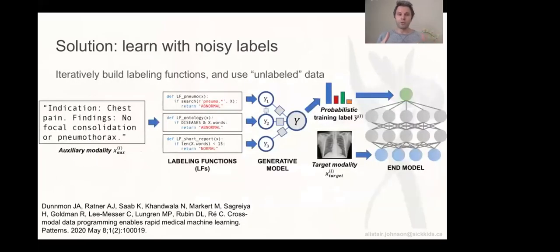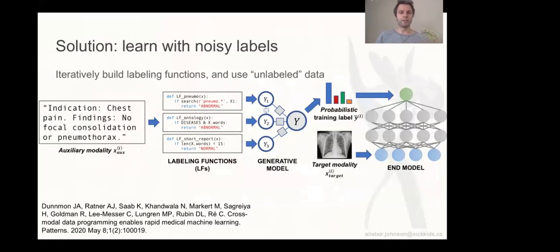The second one is to learn with noisy labels. Just explicitly acknowledge that your labels will be noisy, and let's model that noise. Let's not treat the label as perfect, but treat it as a probabilistic label, which may or may not be correct. There's some interesting work in adopting these learning with noisy label approaches to radiology reports and learning with chest X-rays.